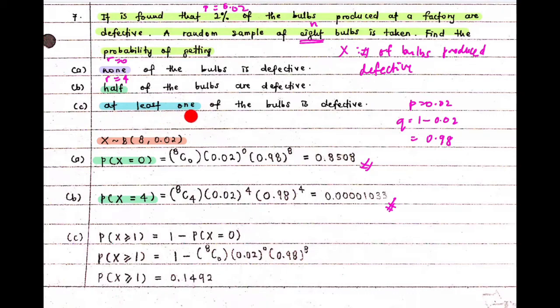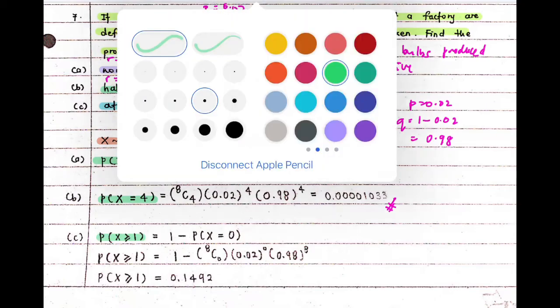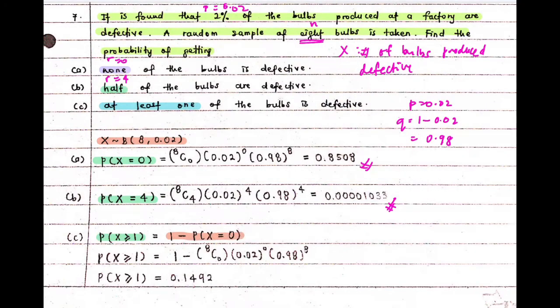Let's see the last one. At least one of the bulbs is defective. So at least one is P(X ≥ 1), meaning that you are looking for P(X = 1) until P(X = 8). We can use a shortcut for this, which is the complement: 1 minus P(X = 0). This is very important. If you want to do at least 1, we can just use the complement, 1 minus P(X = 0).